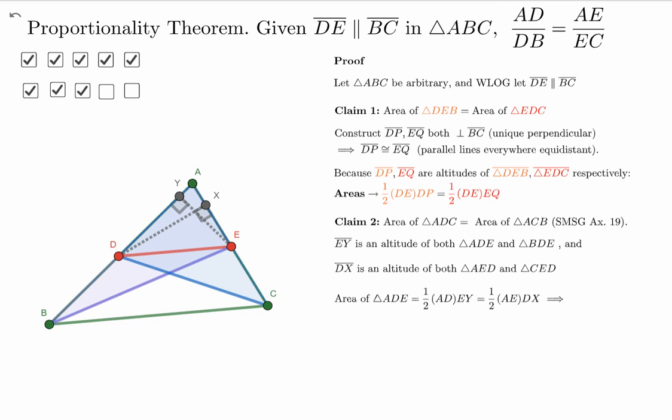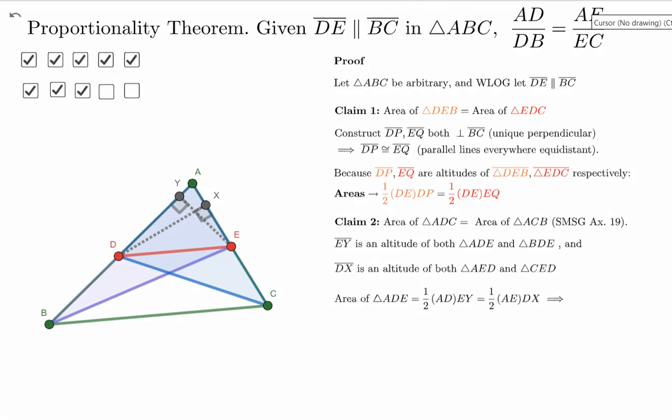Sorry, let me click. Right, so we start with the area of ADE, and we note that it's 1/2 the base times the height. The base is AD, and its height is the altitude, EY. So 1/2 the base times the height. And then we're going to do the same thing, writing it slightly differently. We can look at the altitude DX. So I have 1/2 the base AE times the height, which is DX. Okay, but these are equal because it's the same triangle.